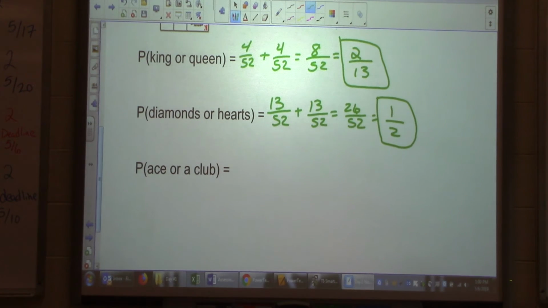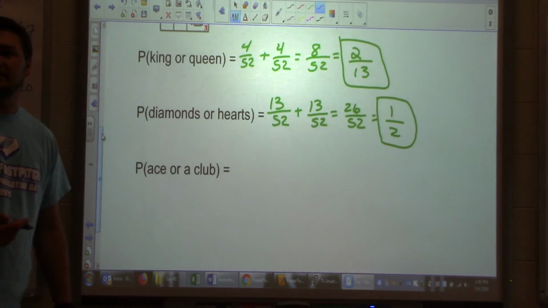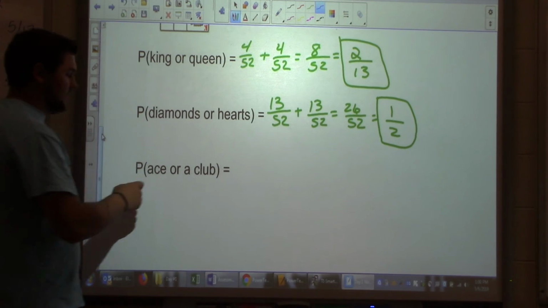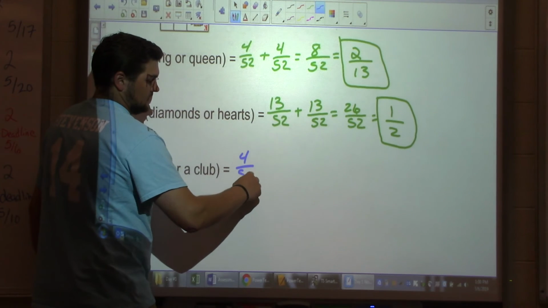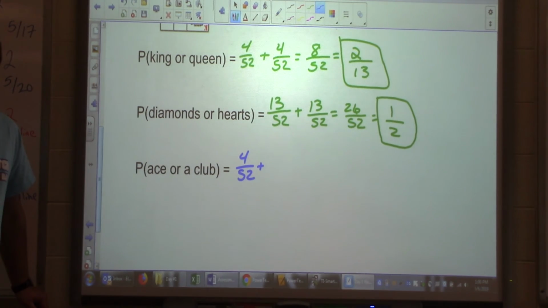The probability of picking an ace or a club. Someone walk me through it. What do you think? Yeah, 13 out of 52 plus 13 out of... An ace? There's 4 aces. So there's 4 out of 52, plus 4 out of 52. Or a club? That's 13. 13 clubs, so plus 13 out of 52.